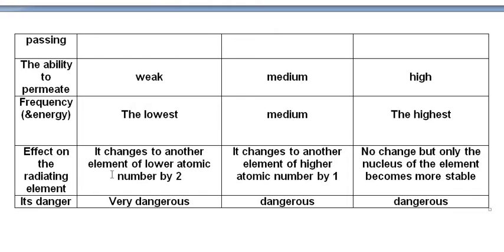If an element emits gamma radiation, no change will happen in the number of protons or neutrons. But if the element radiates beta, it changes to another element. The element which radiates beta radiation is changed to another element of higher atomic number by 1. If the element radiates alpha radiation, the element changes to another element of lower atomic number by 2.